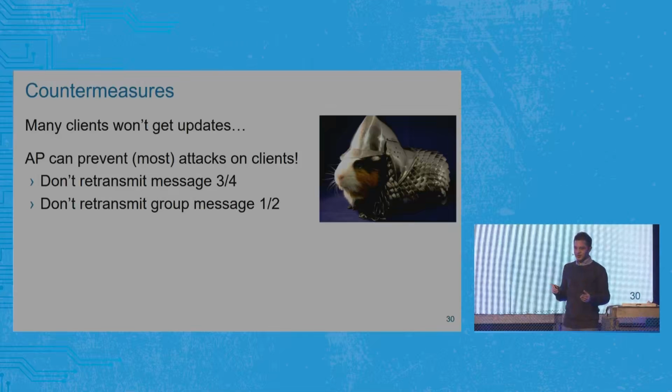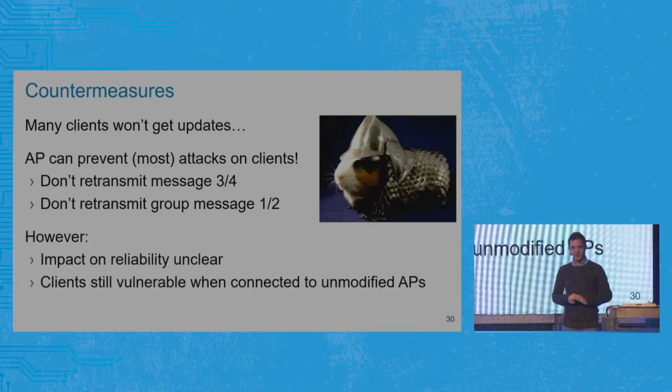Now, note here that you cannot keep replaying the same message 3 because it has a replay counter, so we really need the access point to send a new one. And if we prevent the access point from sending a new one, yeah, we cannot just replay the old message 3. And the same is true to protect the group key handshake. If we do not retransmit certain messages of the group key handshake, then again, these devices are safe. Now, of course, if we're not retransmitting messages, it might be that the reliability of these handshakes is unclear.